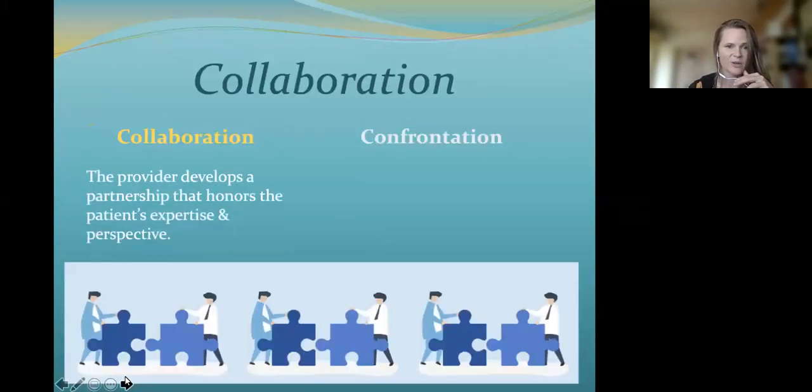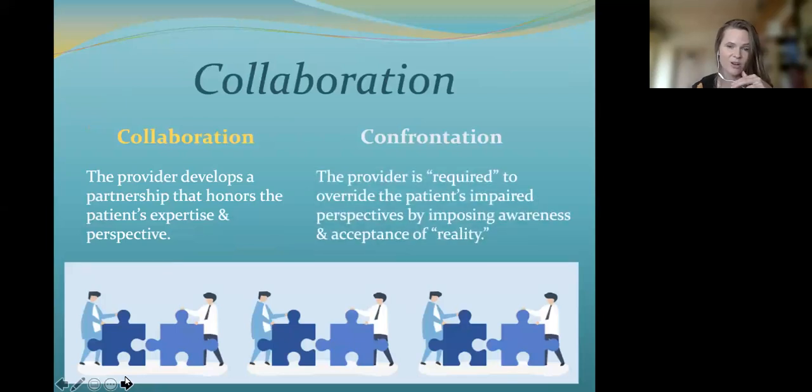With collaboration, the counterpoints are between collaboration and confrontation. So the idea of developing a partnership that honors the patient's expertise and perspective versus being required to override the patient's impaired perspective by imposing awareness and acceptance of reality. It's that classic paternalistic model of, they don't know what's best for them, so I need to tell them.